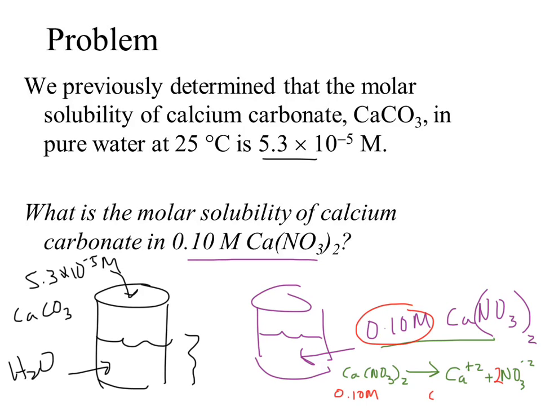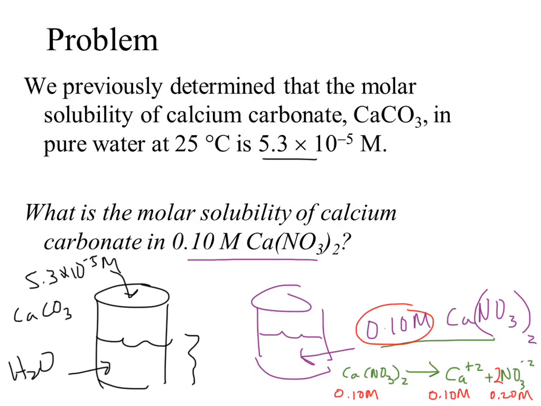So we get 0.10 molar of the calcium. How much of the nitrate do we get? Is it going to be 0.10 molar? 0.2. Yep, very good. Yep, that was my point.